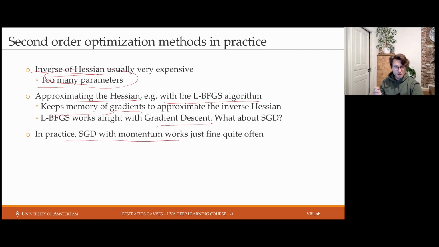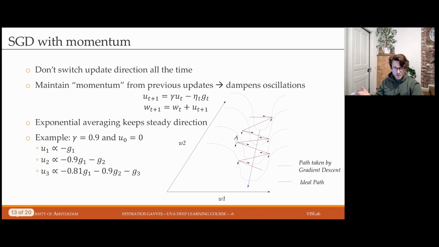In practice, SGD with momentum works just fine quite often, instead of having second order optimization methods. So what is SGD with momentum? Basically, the intuition is that we make sure that we do not make very big changes in our gradients from one step to the other. We don't switch direction, we don't update our direction all the time. Instead, we're trying to maintain the momentum towards which we take our gradients.